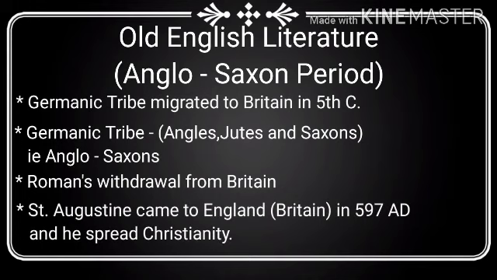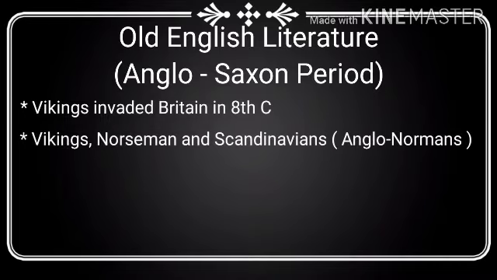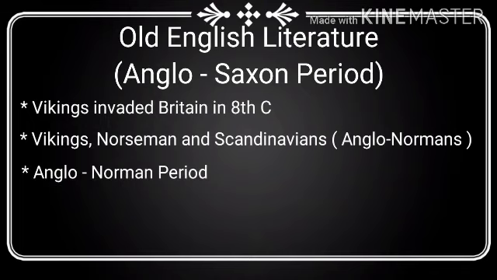After some years, in 597 AD, St. Augustine came to England. Saint Augustine came to England to spread Christianity along with his other priests. These Germanic tribes ruled over Britain for many centuries. After that, in the 8th century, the Vikings invaded Britain. The Vikings, along with the Scandinavians and the Norsemen, invaded Britain and won it. Vikings, Norsemen and the Scandinavians altogether are known as Anglo-Norman. After their invasion, the period is known as the Anglo-Norman period, which we will study in our upcoming video.